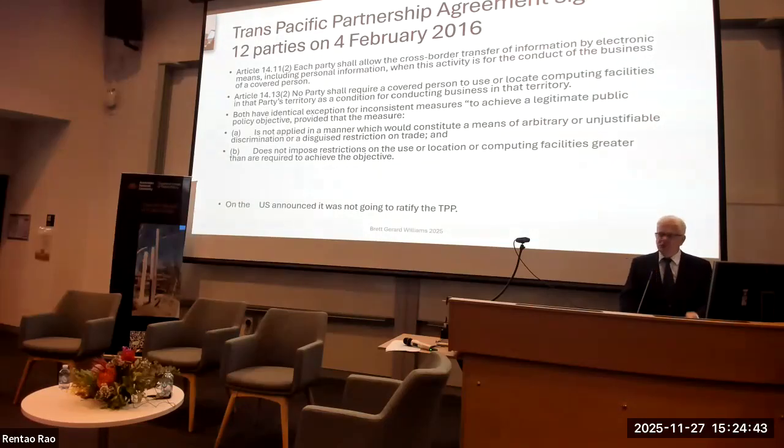But for both of those rules, they had an exception for measures that were to achieve a legitimate public policy objective, provided that the measure, essentially a kind of least trade restrictive test, A, is not applied in a manner which would constitute a means of arbitrary or unjustifiable discrimination or a disguised restriction on trade, and B, does not impose restrictions on the use or location of computing facilities greater than required to achieve the objective.